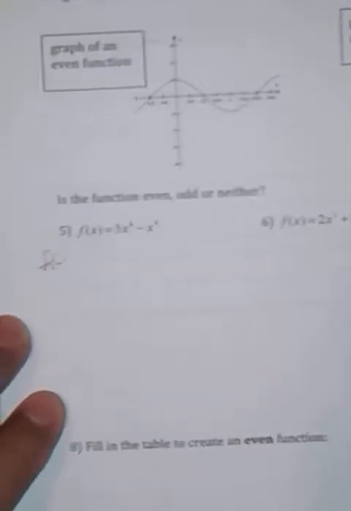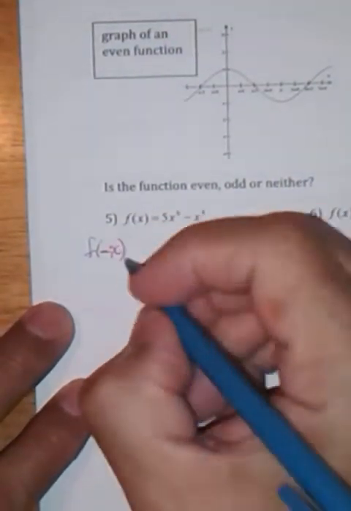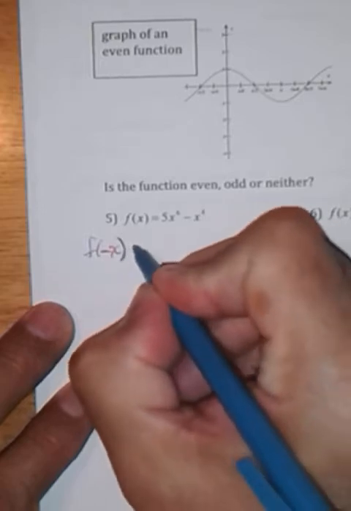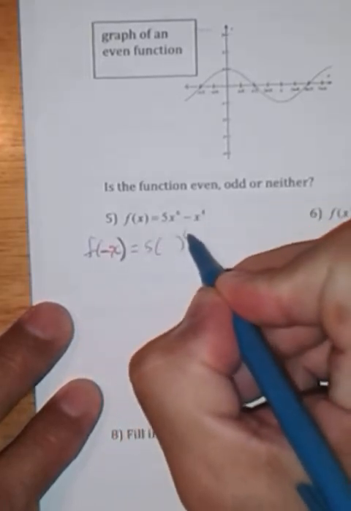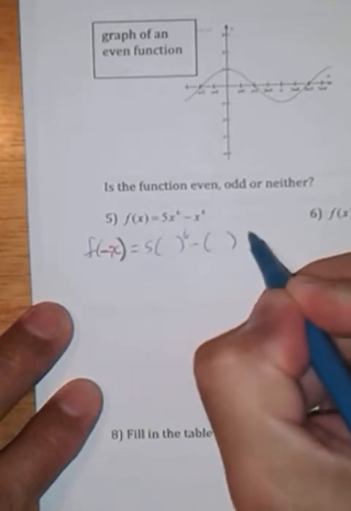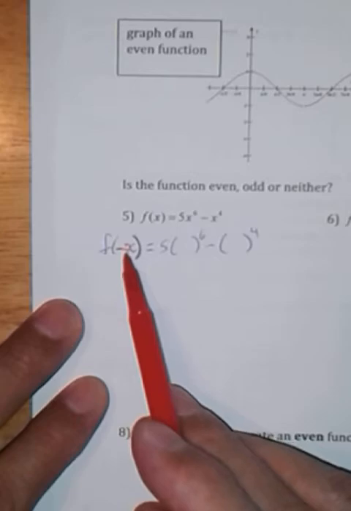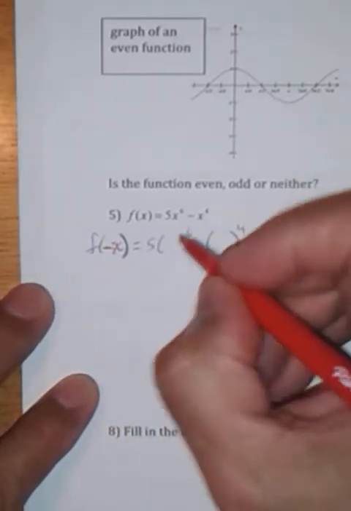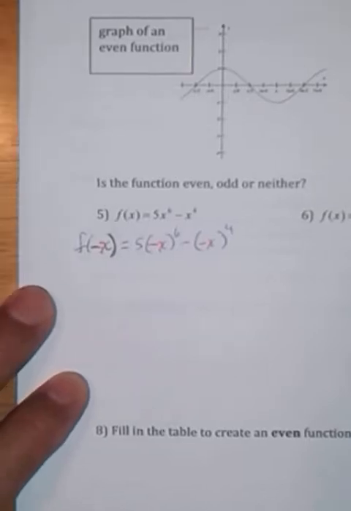You know what, let's put negative x in red so we can better highlight it. So f of negative x equals 5 times whatever we're going to put in place of x to the 6, minus whatever we're going to put in place of x to the 4. And what we're putting in place of x is negative x. Then I'm going to just simplify that.